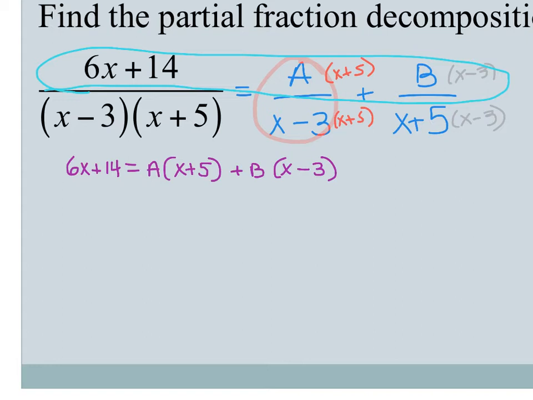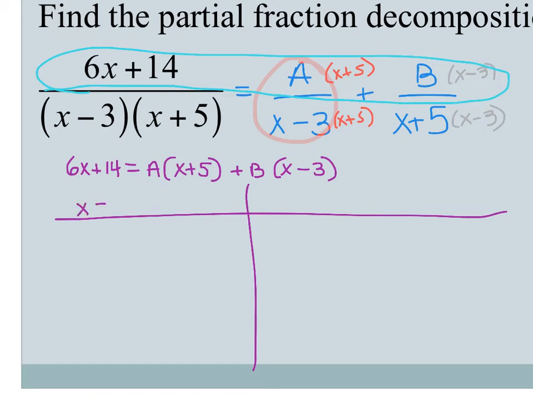Now for as many constants as I have, I have to repeat this process, which means there are 2 constants. I'm going to have to do this twice. The first time my goal is to cancel out A. So I'm going to figure out what value of x I can plug in that would cancel out A. So how do I cancel it out?